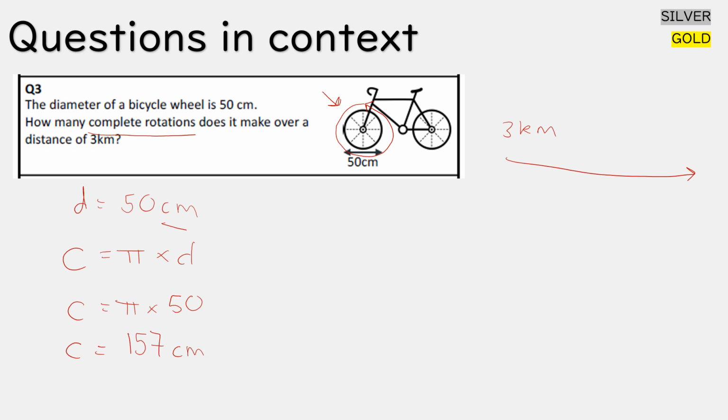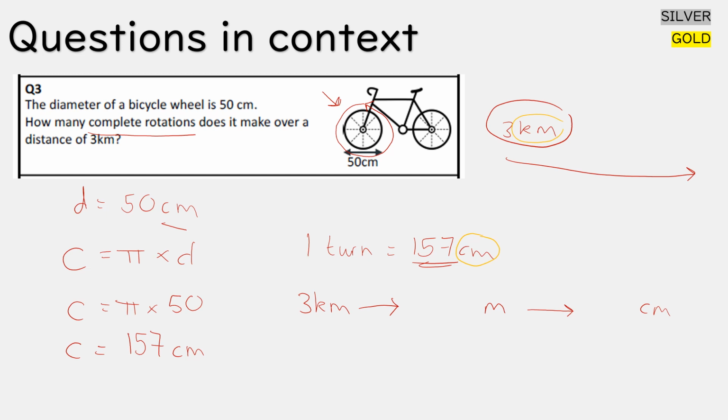Okay, so I know that one turn or one rotation of that wheel equals 157 centimeters. And I need to know how many of those 157 centimeters fit into 3 kilometers. Well, the first thing I need to be careful of is this is in centimeters and this is in kilometers. So I need to change them to be the same thing. I think it's going to be easier to go from 3 kilometers to centimeters. I'm going to do this in 2 steps though. First, I'm going to go to meters, then I'm going to go to centimeters.